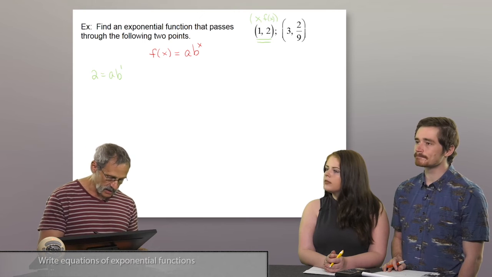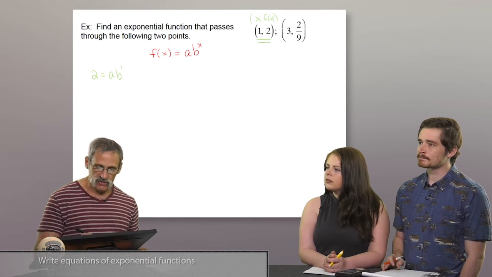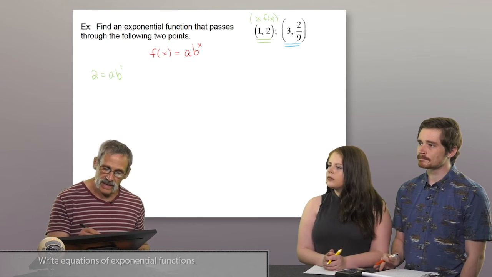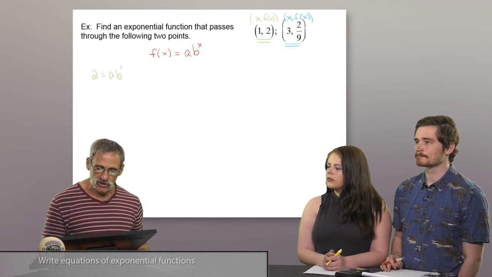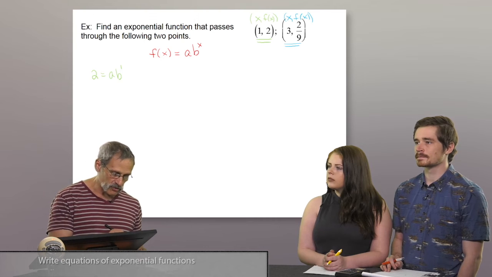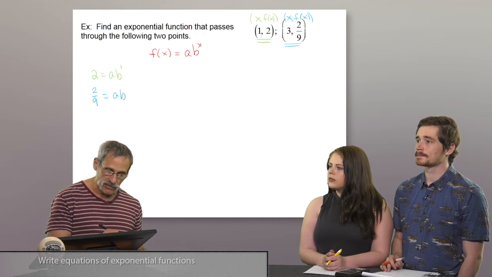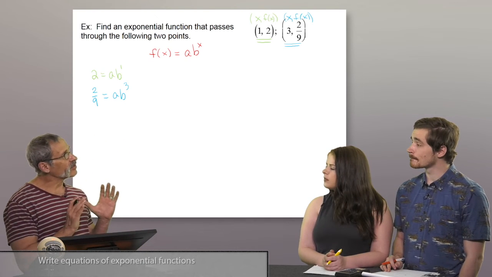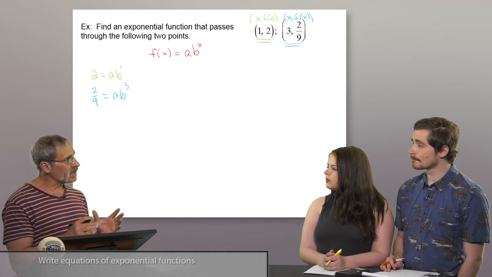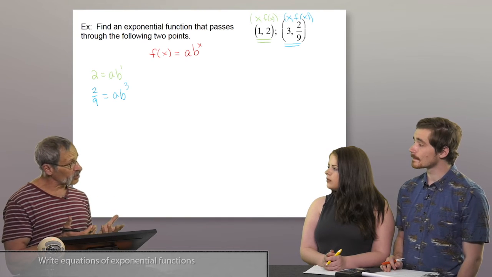Let's do the same thing. Let's go ahead and look at the second point. And again, here is x, and here is f of x. And we'll substitute in. So the output is 2/9, and that's equal to a times b to the what? To the third. Now I want to solve those 2 equations to find a and b, and the way I'm going to do this is with substitution.